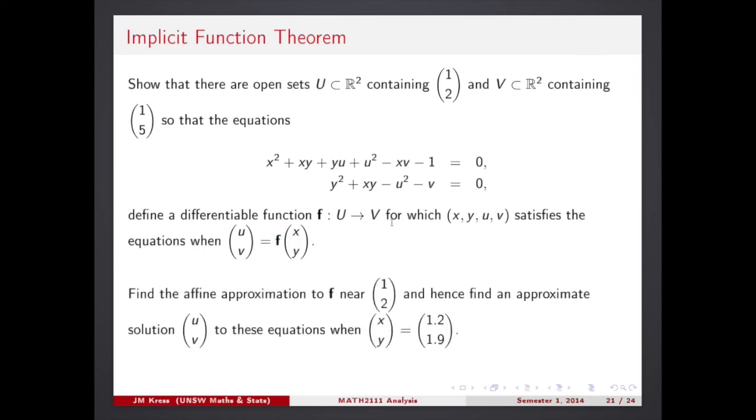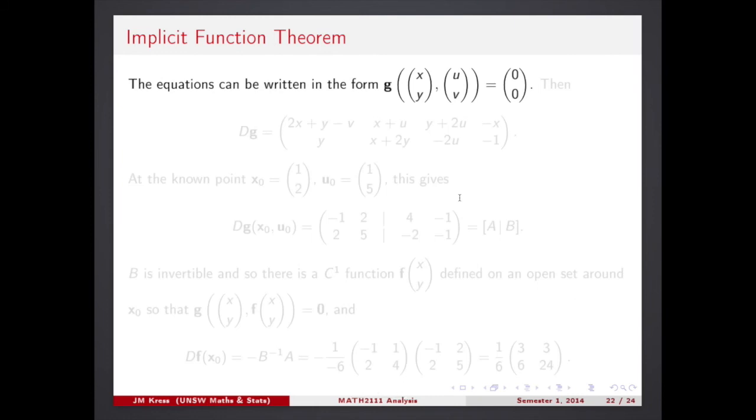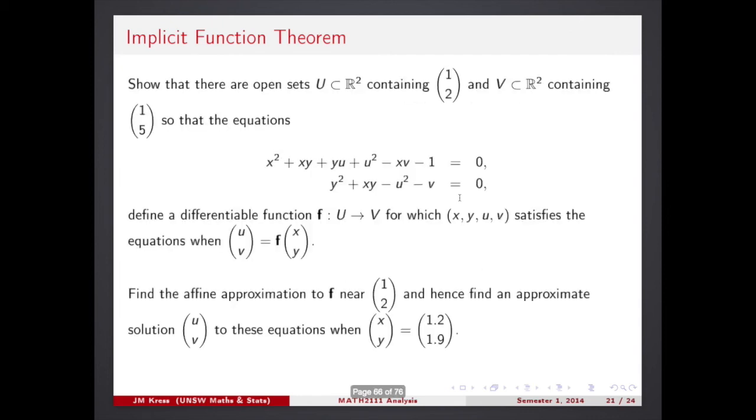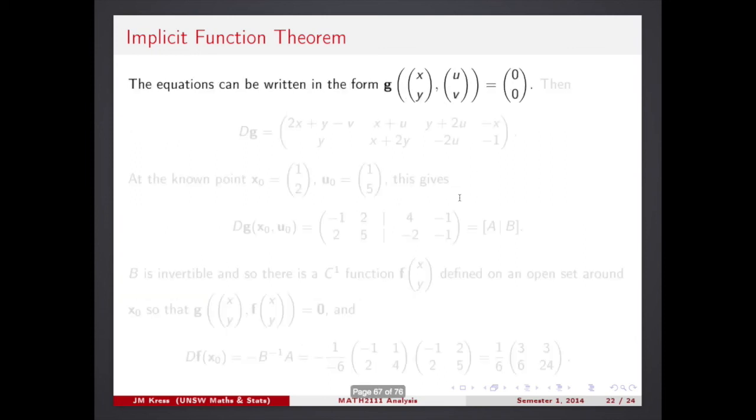All right, the second part of the question: find the affine approximation to this map near the point. Well, to find this affine approximation, we need the derivative, and that's all we need. And then we can use the approximation. So let's just see how we find the derivative. This slide tries to structure this example to fit into the statement of the implicit function theorem. So it combines the arguments in two two-dimensional vectors, x, y, and u, v, like this.